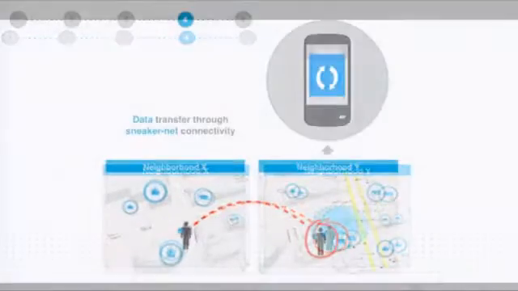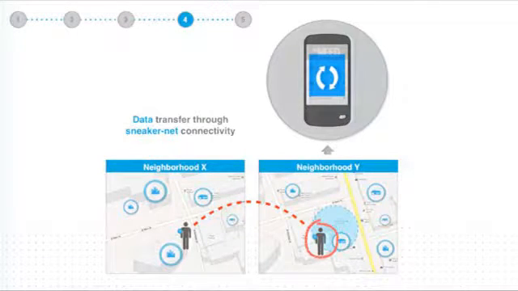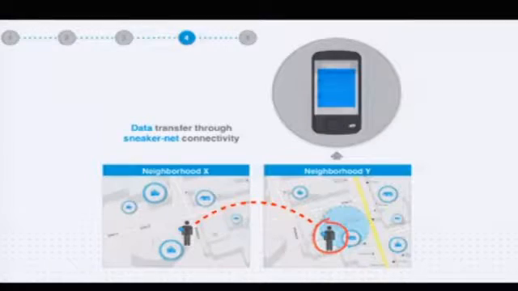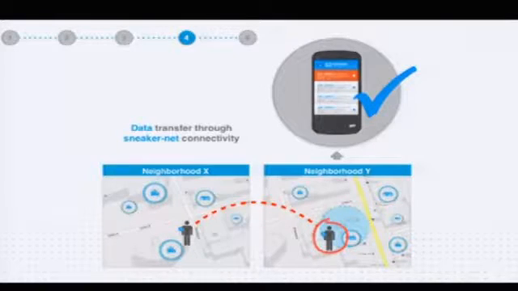By now, John has reached neighborhood Y. And the messages that were posted on neighborhood X's message board have traveled with him to neighborhood Y, essentially showing how InNeed leverages this natural movement of people during such situations, and that data can be transferred through sneakernet connectivity.